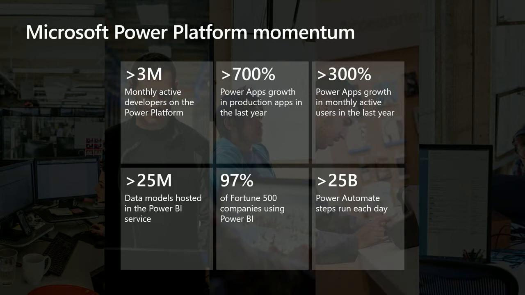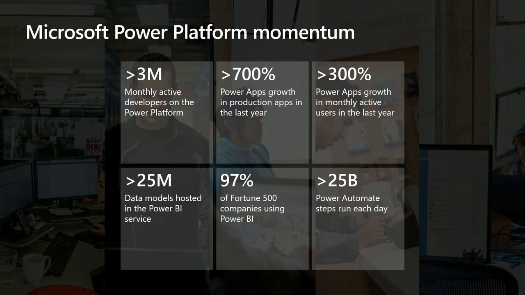We also saw an over 3x increase in the number of monthly active users for Power Apps and now have over 97% of the Fortune 500 using Power BI. And across all of that, it's over 25 million different data models being deployed and operated inside of the Power BI service. And one of my favorite metrics is that last one, which is over 25 billion Power Automate steps run every single day. That's a bunch of automations and flows out there that are simplifying and improving the work environment for all of our users and customers out there today.